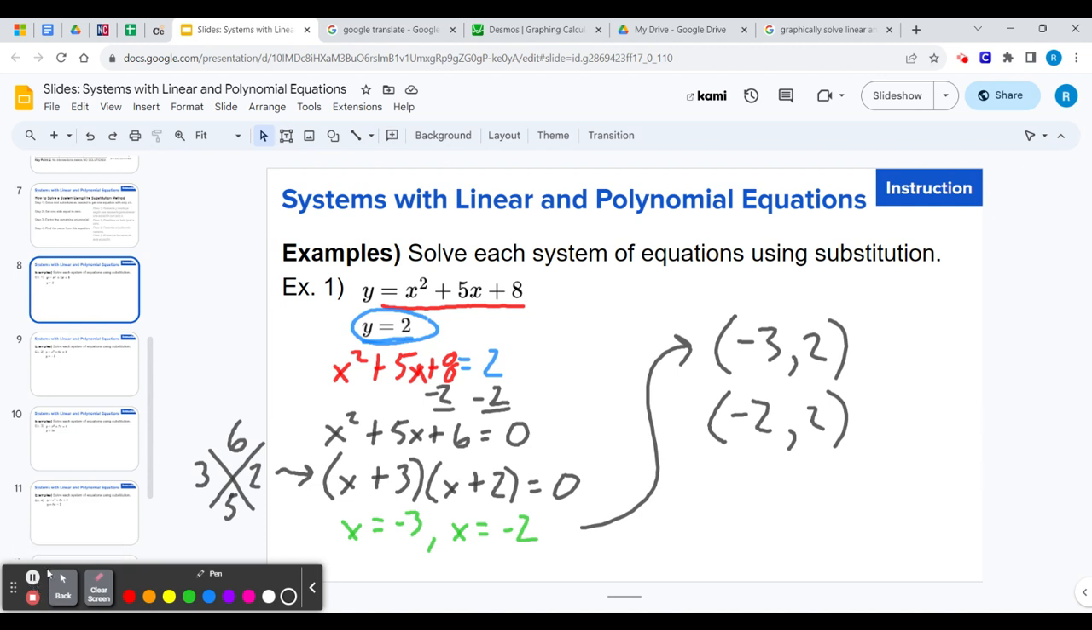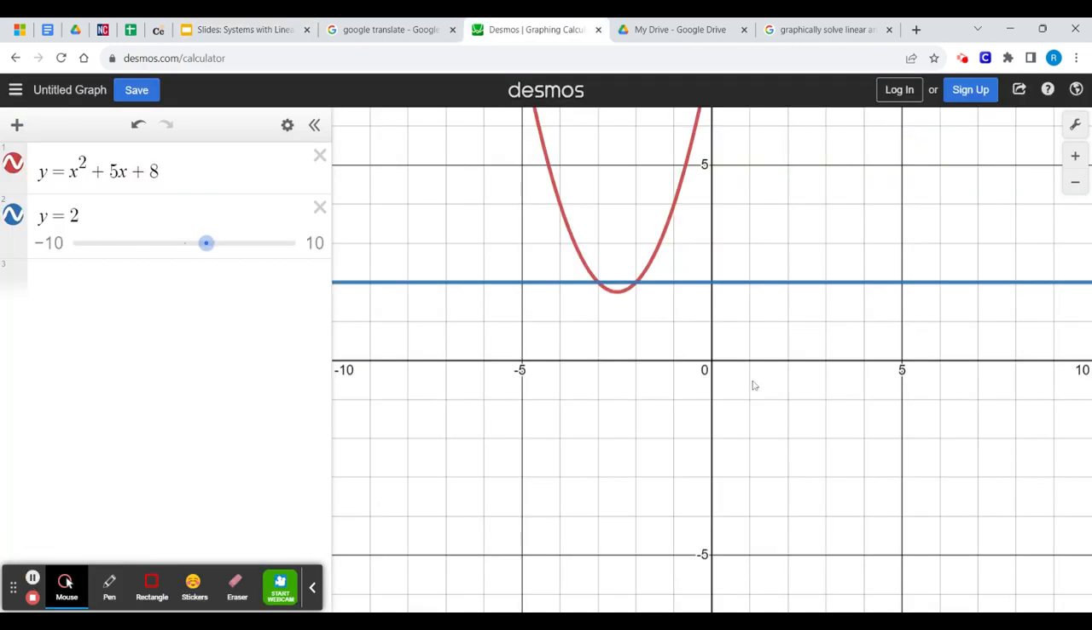And again, just like yesterday, we can check this with Desmos. If you go to Desmos and type in those two equations there, you'll notice that, hey, we have a solution at negative 3, comma 2, and another solution at negative 2, comma 2.